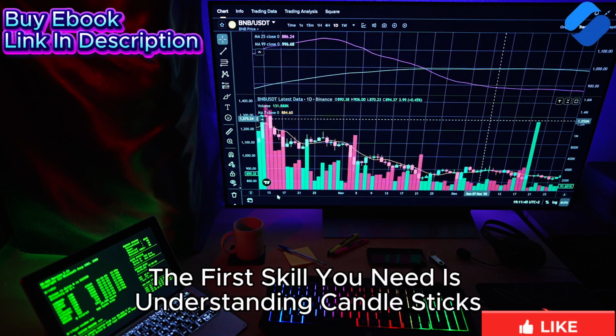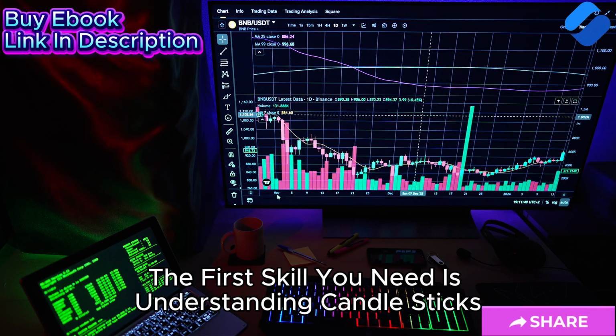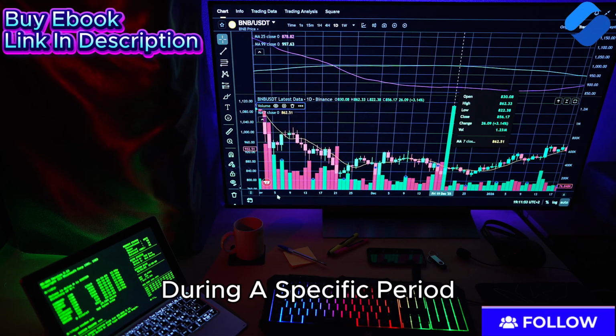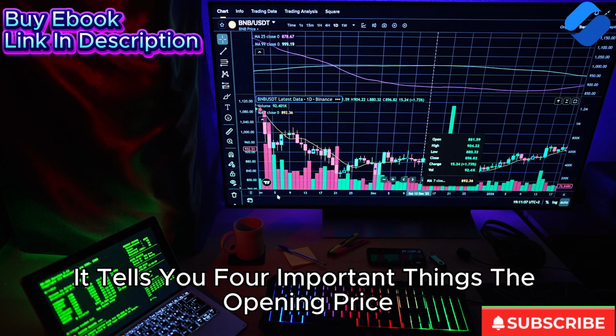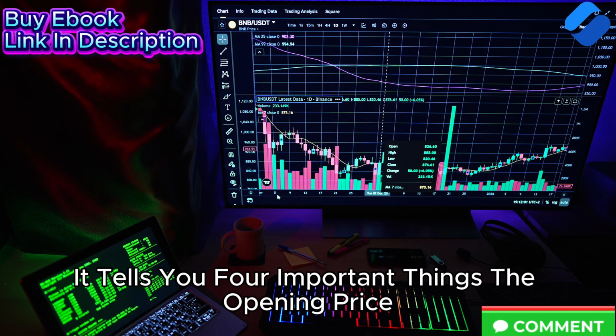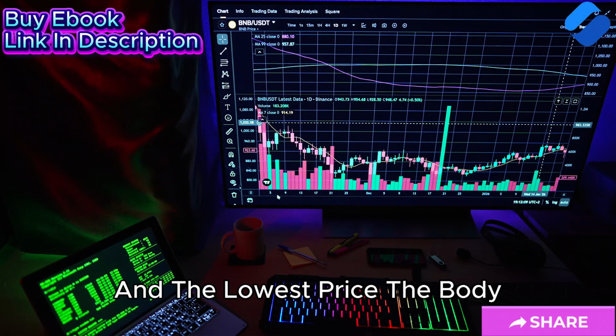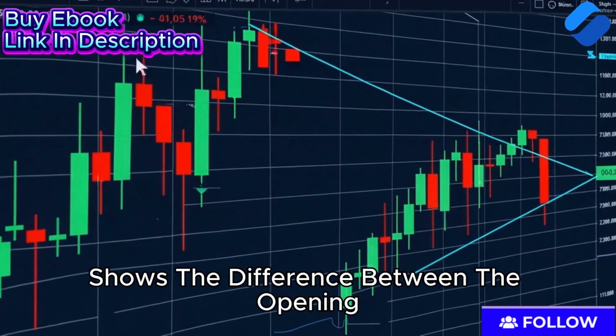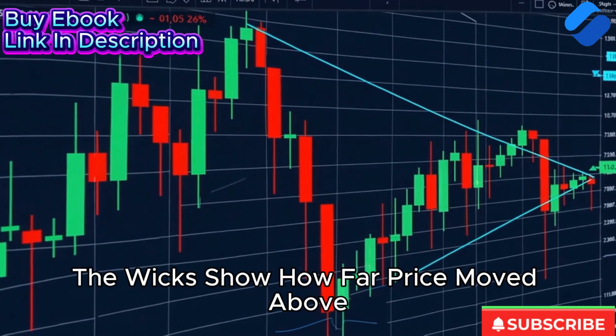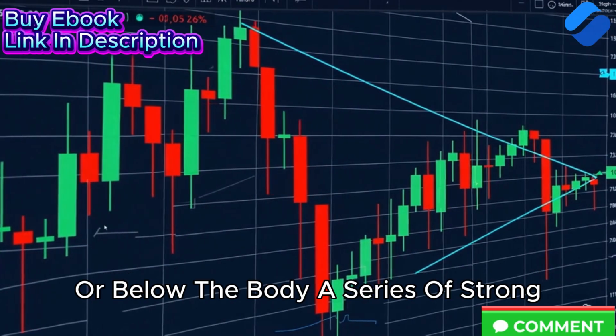The first skill you need is understanding candlesticks. Every candlestick shows price movement during a specific period. It tells you four important things: the opening price, the closing price, the highest price, and the lowest price. The body shows the difference between the opening and closing price. The wicks show how far price moved above or below the body.